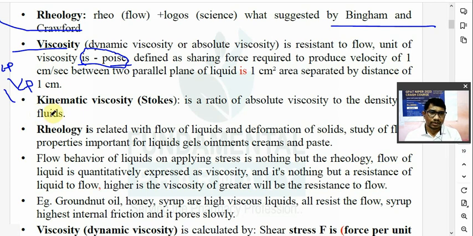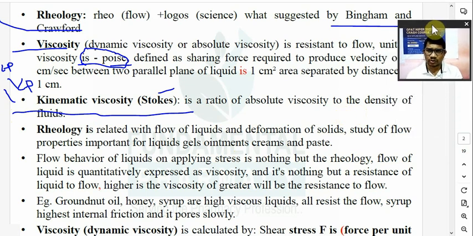Now, what do you mean by kinematic viscosity? Kinematic viscosity has the unit of Stokes. It is the ratio of absolute viscosity to the density of the fluid. The viscosity, which is the absolute or dynamic viscosity, is denoted by the term eta.